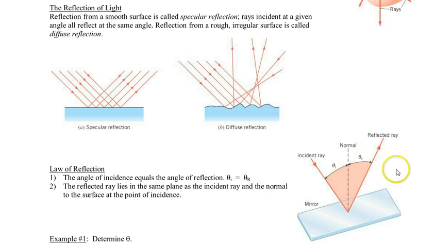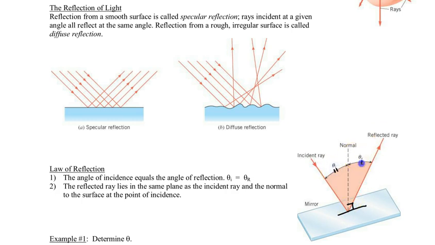So as the drawing shows, we have an incident ray that is striking the mirror. That's the path that this narrow beam of light would follow. We have a normal, and normal is a line that is perpendicular to the surface. And then we have the reflected beam of light, or the reflected ray. The angle of incidence is the angle between the incident ray and the normal, and the angle of reflection is the angle between the reflected ray and the normal.